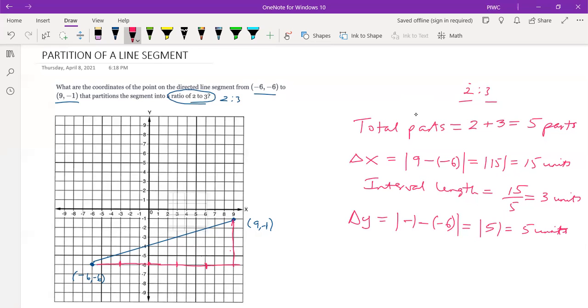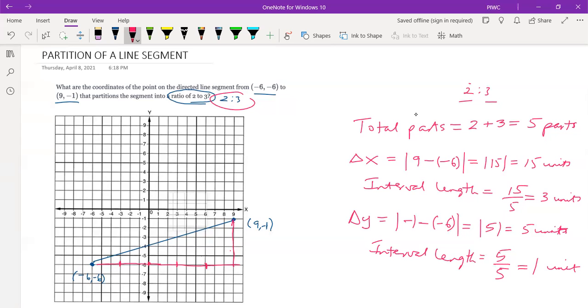So we have to divide this length, which is the 5 units, into how many parts? We want a ratio of 2 to 3. So again, we're going to break it down into 5 parts. So each interval length that you want will be 5 divided by the total number of parts. So each length is 1 unit, right? Each interval length, which you can easily see here.